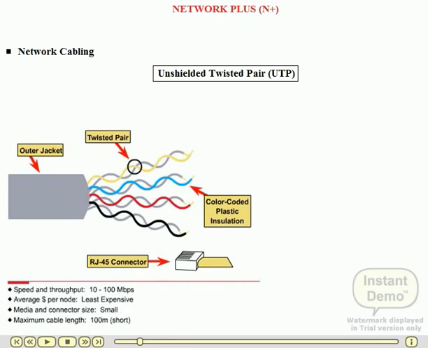Its resistance is 100 ohm, and we can see the figure of the UTP on the screen. Its speed and throughput is 10 to 100 Mbps. It is less expensive, its media and connector size is very small, and its maximum cable length is 100 meters.